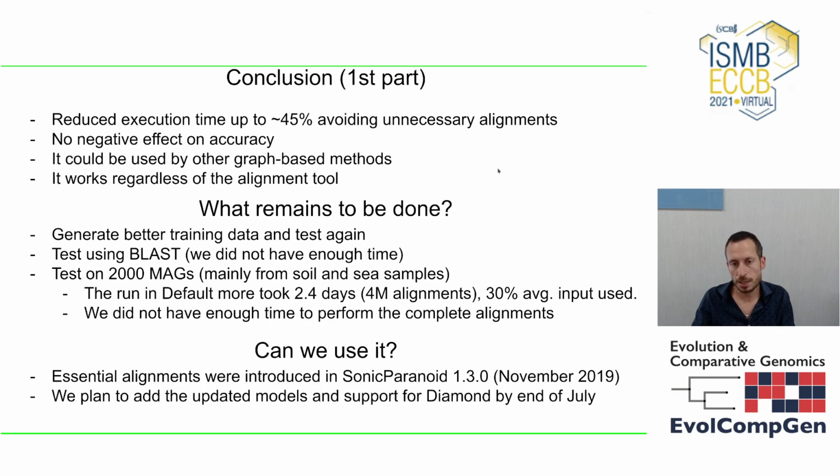So what did we do in the first part, basically? We reduced execution time for all alignments, simply by avoiding unnecessary alignments. It seems there is no negative effect on accuracy, and it could be used by other graph-based methods, which I think is a nice thing. And it works regardless of the alignment tool, albeit sometimes in a slightly different way.